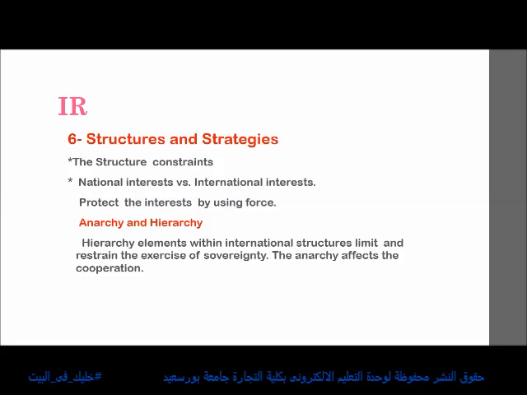Anarchy versus hierarchy. Hierarchy elements within the international structure limit and restrain the exercise of sovereignty. The anarchy affects the cooperation. So you really need to understand that living in an anarchy system is different than living in a hierarchy system.